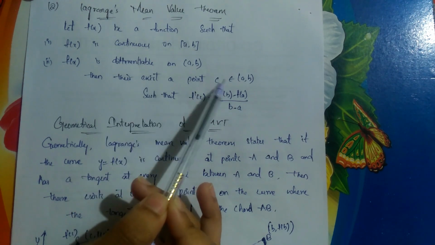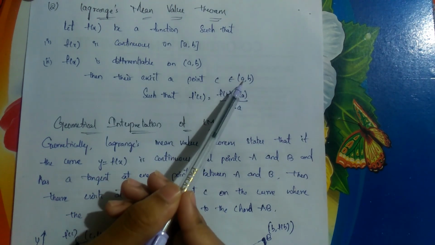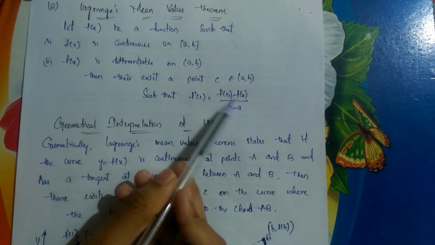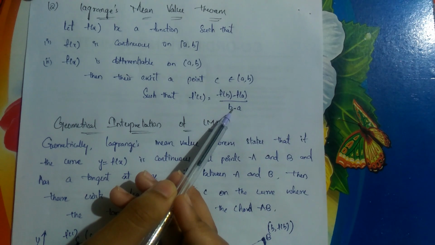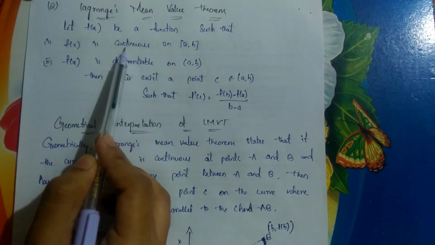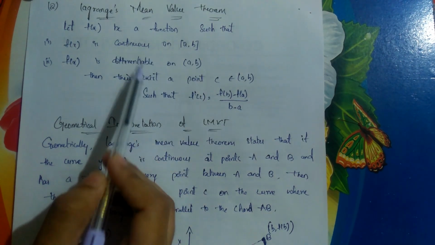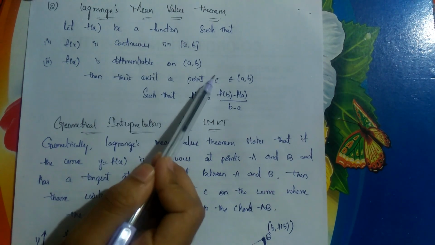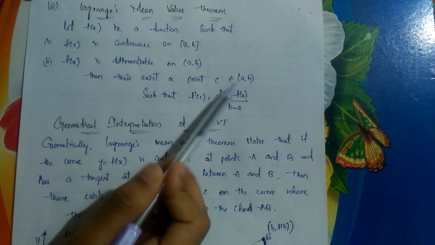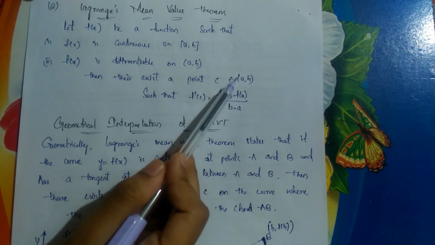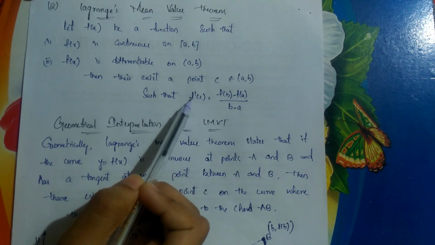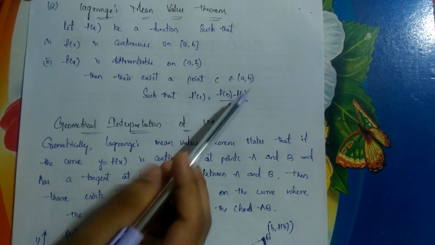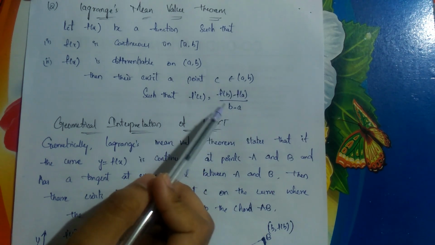Then there exists a point C which belongs to the interval a comma b such that f dash of c is equals to f of b minus f of a by b minus a. So the first condition is that it is continuous, and the second condition is that it is differentiable. Then there exists a point C that lies somewhere in between the interval a and b. Then the derivative at C, f dash of c, is equals to f of b minus f of a by b minus a.